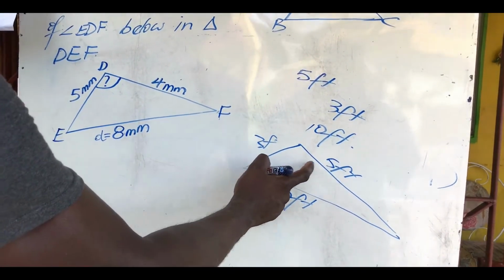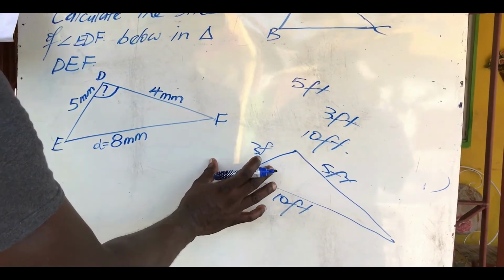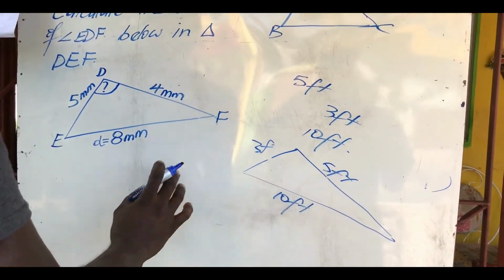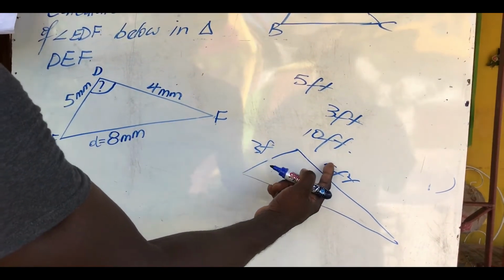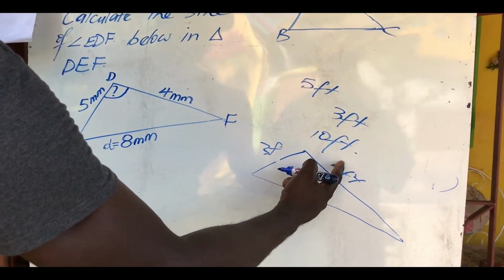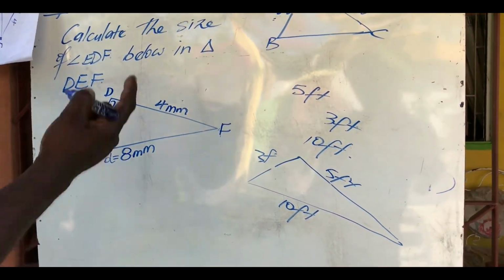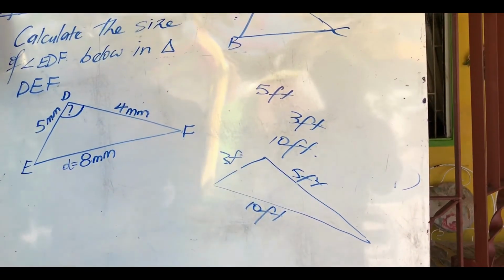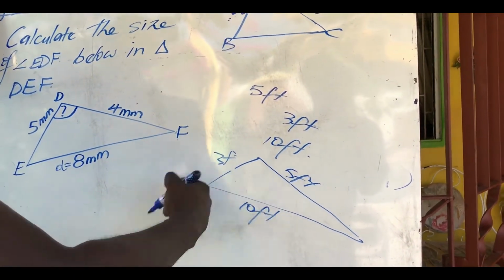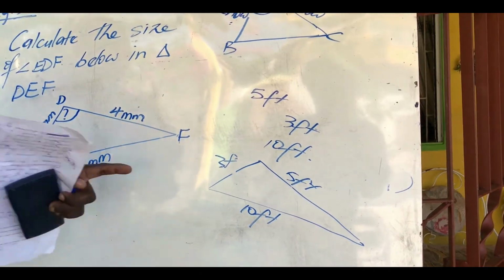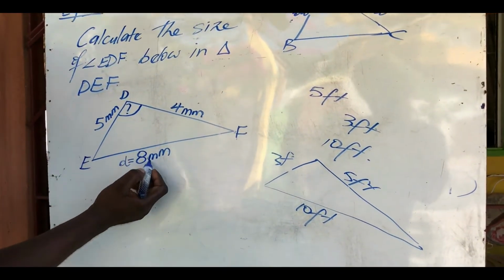One such criterion is that the sum of the lengths of any 2 sides must exceed the third side. So 3 plus 5 is actually 8, but this is 10. So this is not possible because the sum of any 2 sides must be greater than the length of the third side. So clearly, it could never form a triangle. And so when we come here, this is 8 millimeters.